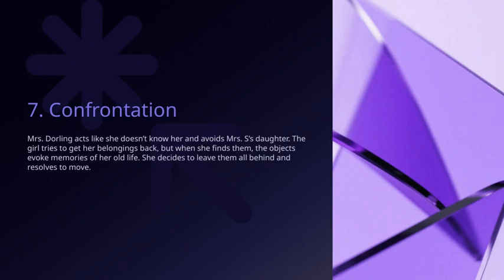In this scene, Mrs. Dorling is acting as if she doesn't recognize her and is deliberately avoiding Mrs. S's daughter. It's a clear sign that she's trying to distance herself or perhaps hide something. The girl, on her part, is trying to reclaim her belongings, which shows her attempt to hold on to her past life. When she finally finds her possessions, they don't just hold physical value, they evoke deep memories of who she once was. This moment is powerful because it highlights the emotional weight of her past.